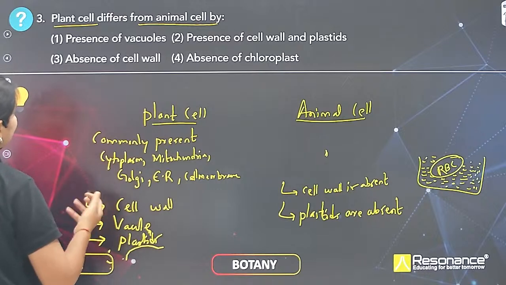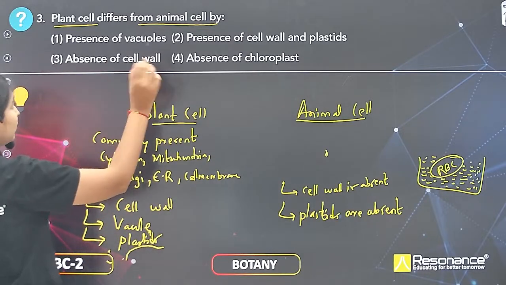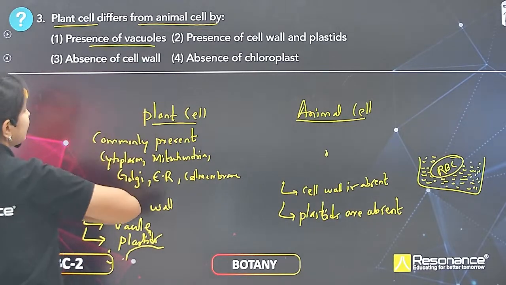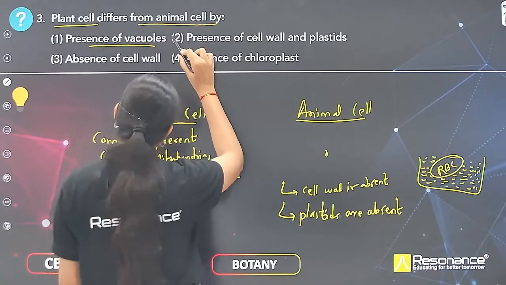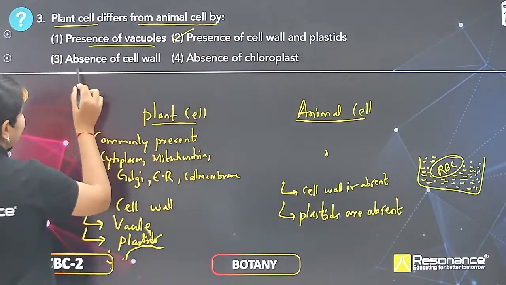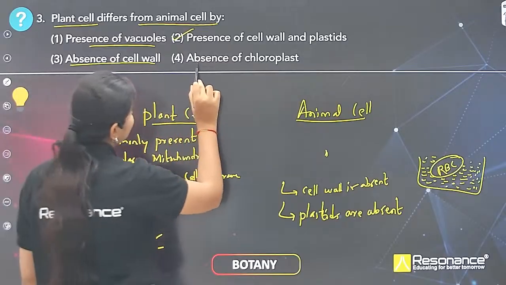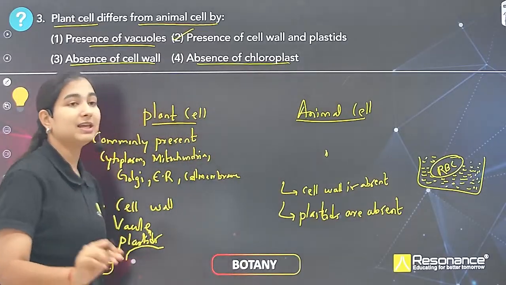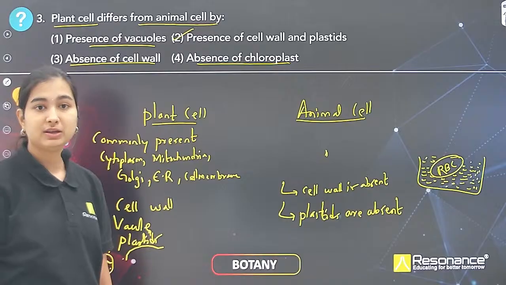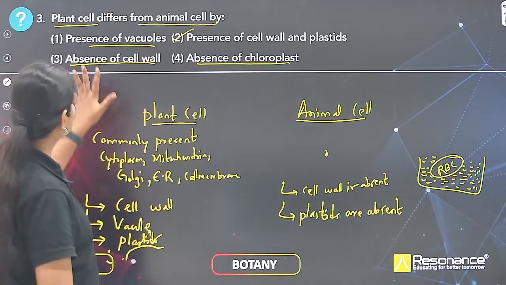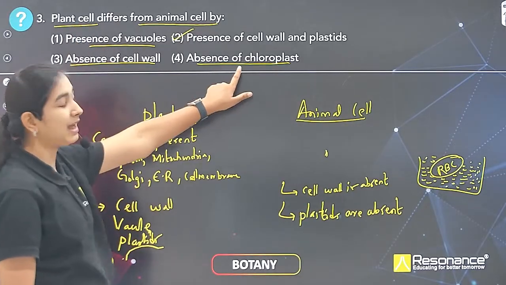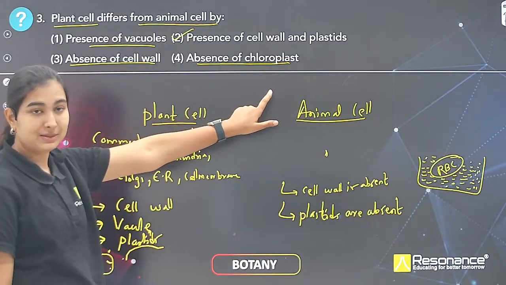How exactly? The presence of the vacuoles, both of them are present. Presence of cell wall and plastid, yes. Now absence of the cell wall, no, cell wall is actually present. Absence of the chloroplast, that is also wrong. See, even if you don't know the answer, you can eliminate the options. It is a plant cell, so for sure it will have a chloroplast. So one option eliminated, right?